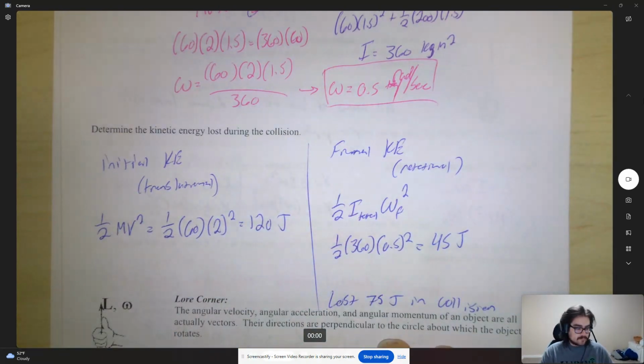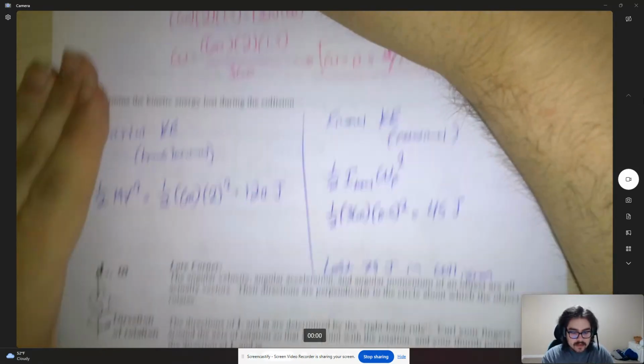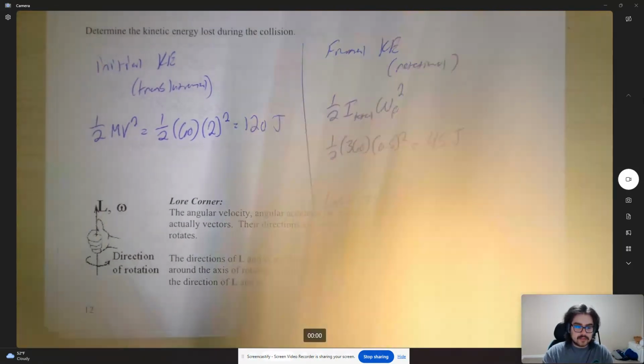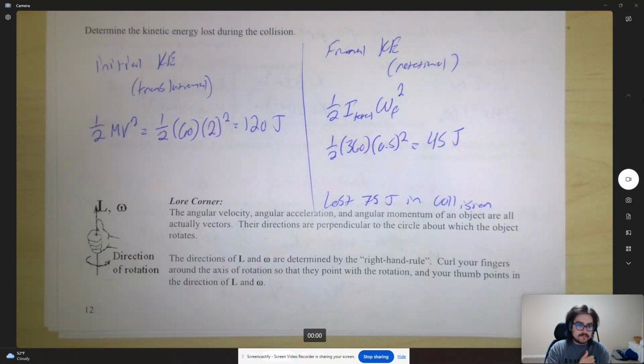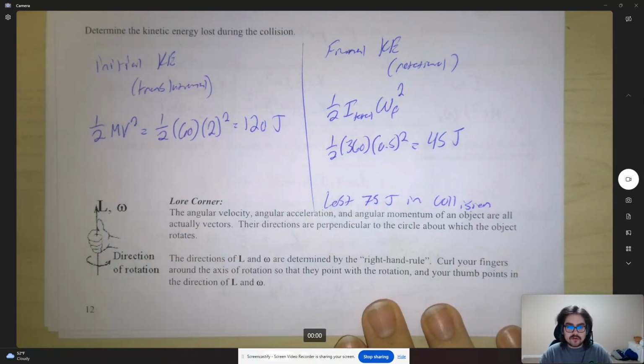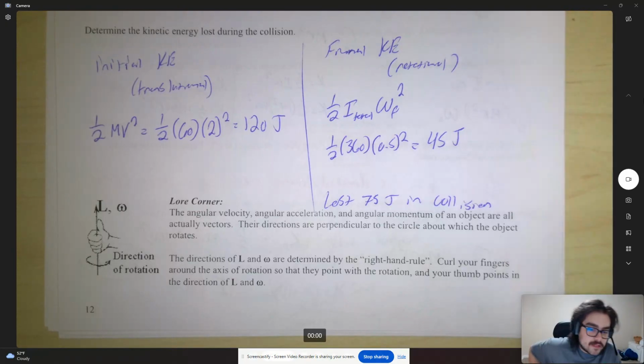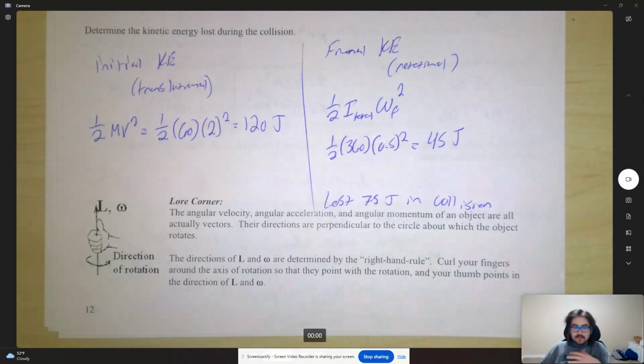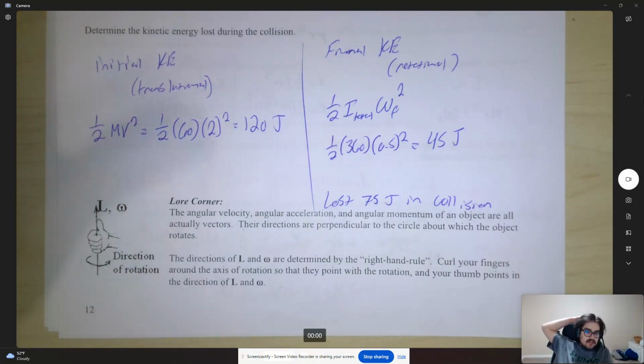Here's something important to note. The angular velocity, acceleration, and angular momentum of an object are all actually vectors, and the directions are perpendicular to the circle about which the object rotates, which is kind of weird to think about. But if you think about a bike wheel with the handles, and you spin it and try to rotate it, you can actually kind of feel the momentum.